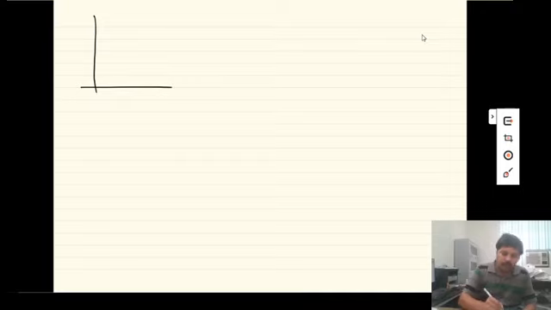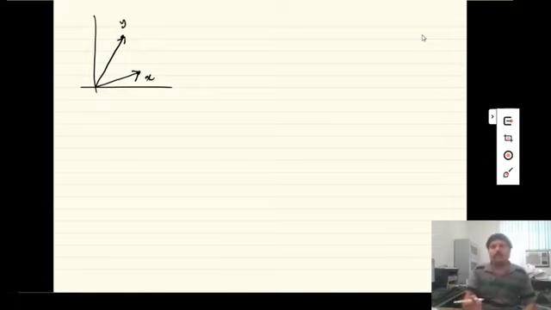what is the standard geometrical interpretation? For example, if you have 2 vectors in R2, suppose this is one vector and this is another vector in R2, and I can put an arrow, so suppose this vector is x and this vector is y. Then what is the meaning of vector addition x plus y? The meaning of vector addition x plus y is using the parallelogram law that we all studied in our school days.